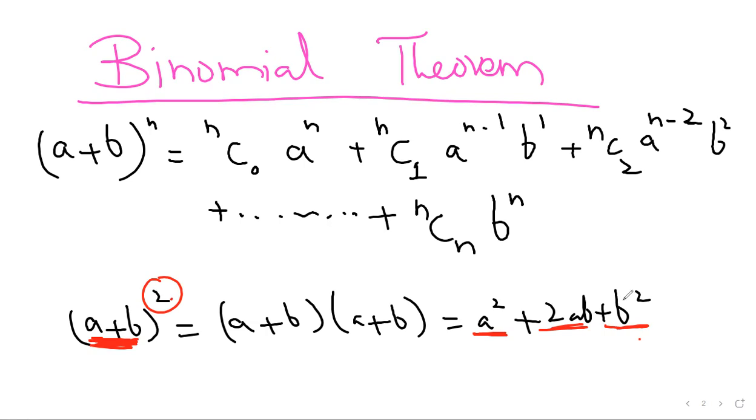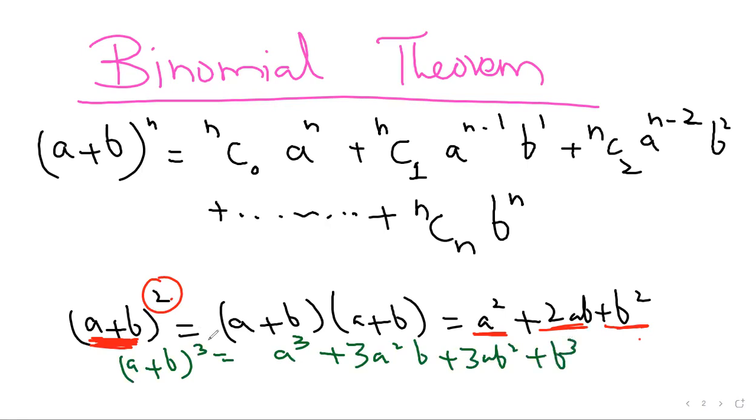Recall your cubic formula. a plus b having power 3. What was the formula? a cube plus 3a square b plus 3ab square plus b cube. Notice, if the power is 3, then how many expansion terms are there? 4.